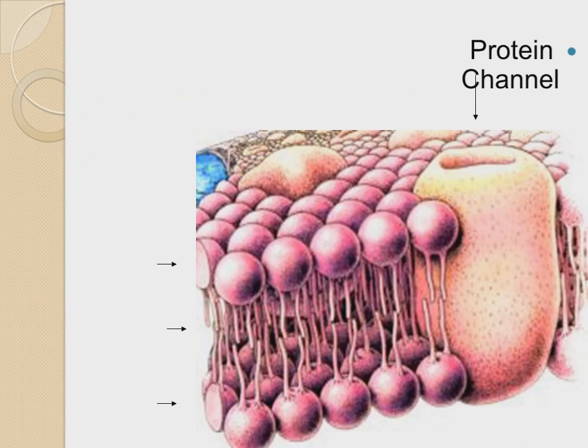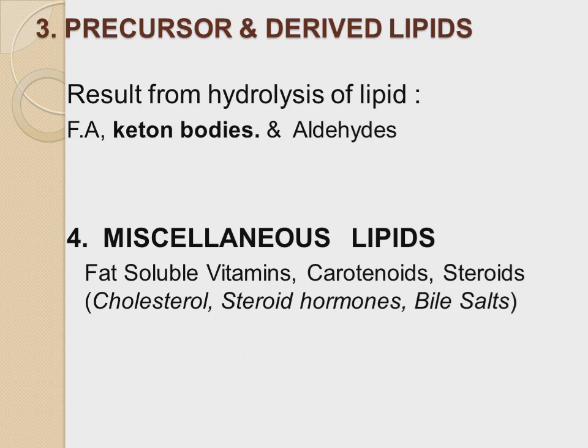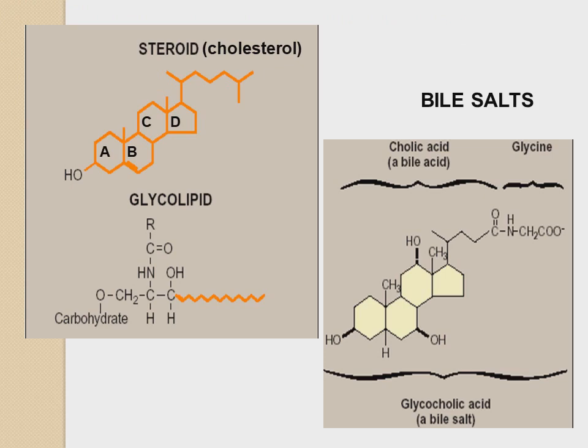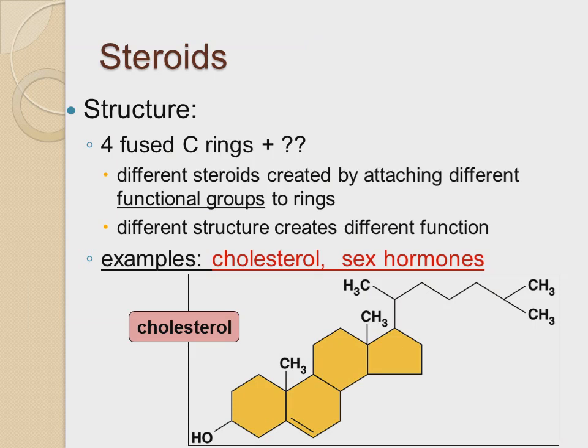This picture shows the cell membrane. Other groups of lipids are precursor and derived lipids, which result from hydrolysis of lipids. For example, fatty acids, ketone bodies, and aldehydes. The fourth group, miscellaneous lipids, includes fat soluble vitamins, carotenoids, steroids like cholesterol, steroid hormones, and bile salts. This picture shows the steroid, which is cholesterol, the glycolipid, and this is bile salts. The structure of steroids consists of four fused carbon rings with other groups. It means four carbon rings with other groups.